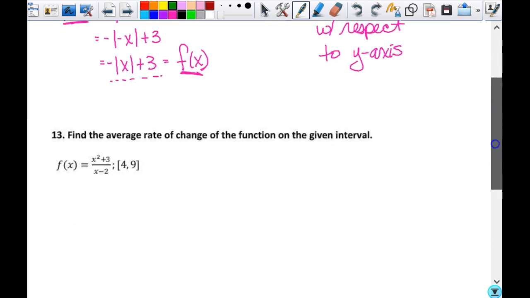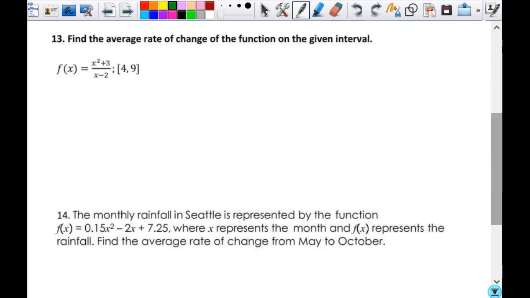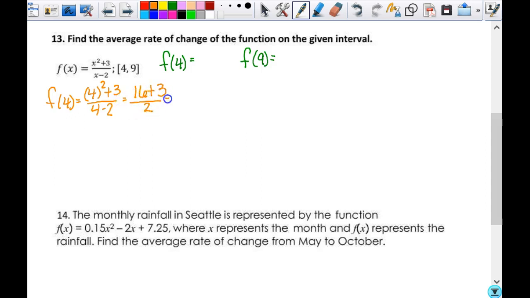Alrighty, number 13. It says find the average rate of change of the function on the given interval. So it gives me this interval. I need to find f of 4 and I need to find f of 9. So f of 4 equals 4 squared plus 3 over 4 minus 2. So it's going to be 16 plus 3 over 2, which gives me 19 over 2.